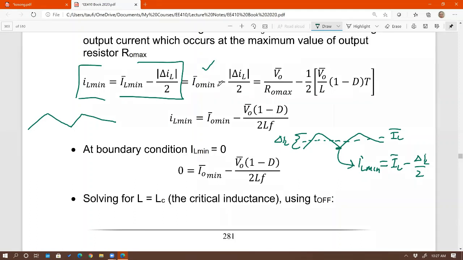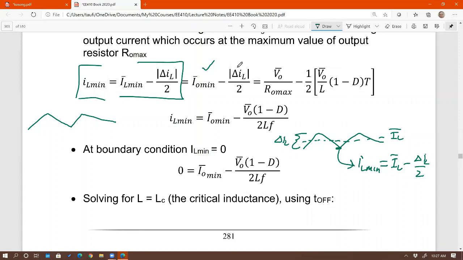And then we know that I out min is also equal to V out average over R out max. V out is always constant, right? We regulate the output voltage. The V out is almost constant, and then R out for min has to be the max resistance. It's the inverse. And then delta IL, this is going to be a magnitude or absolute value.